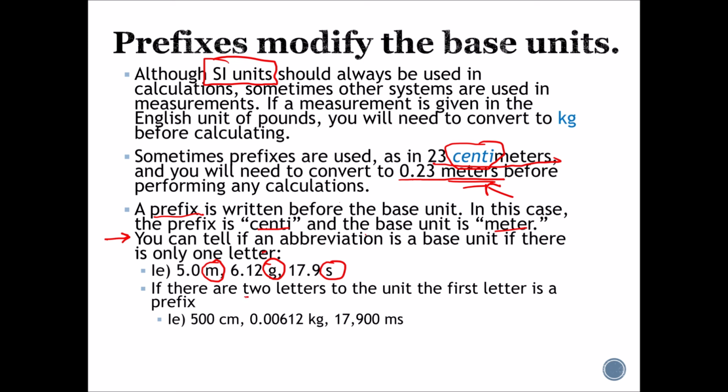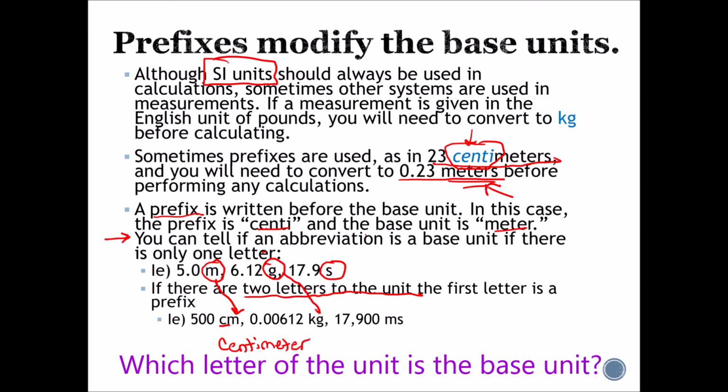If there are 2 letters to the unit, the first letter is the prefix. C is for, that's correct, centi. M is for meter. So this is centimeter. G, the second letter is gram. The letter in front is, that's right, kilo, kilogram.